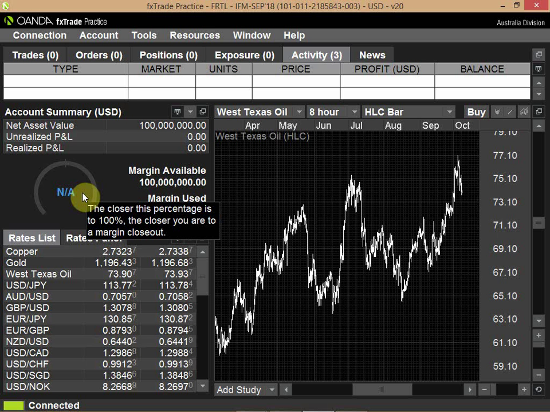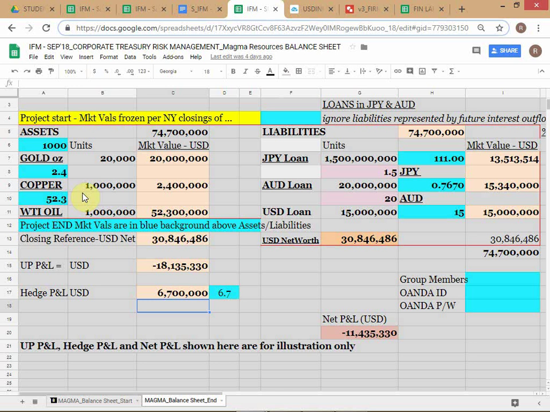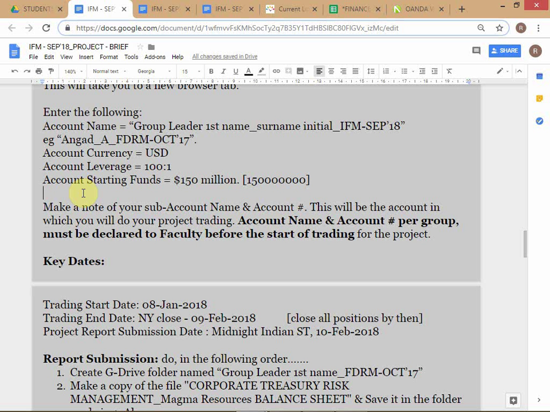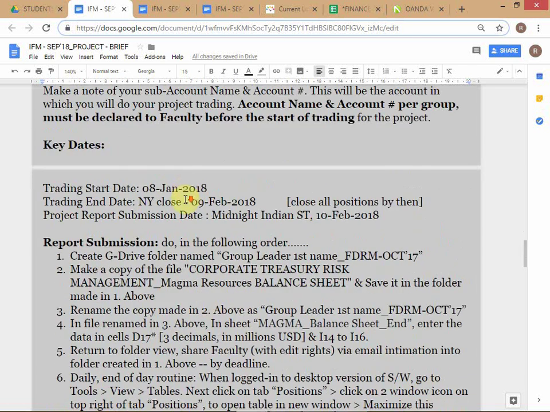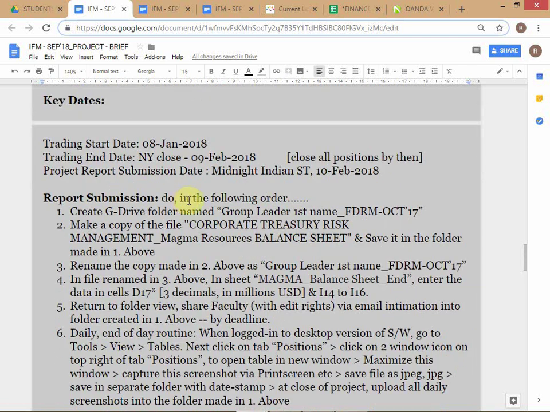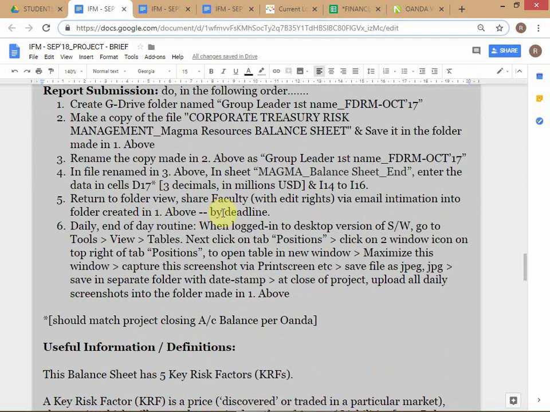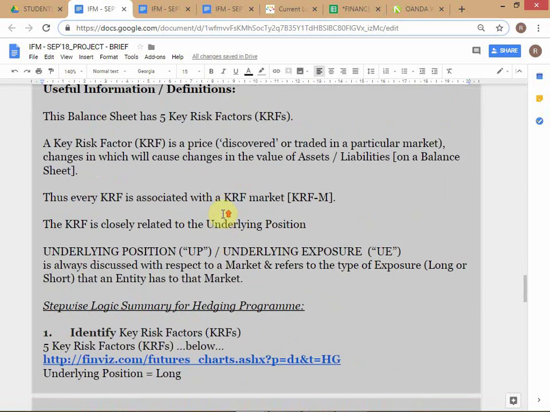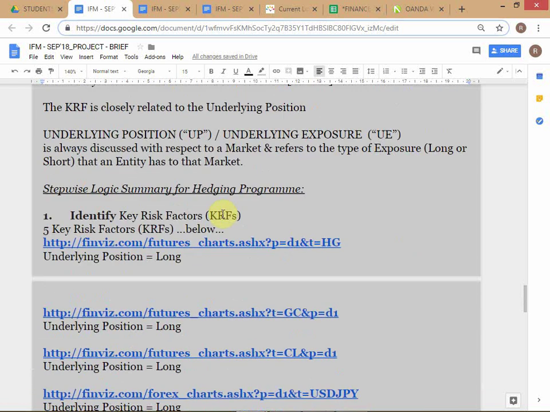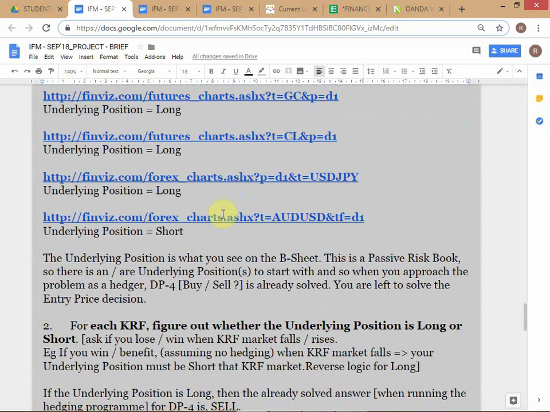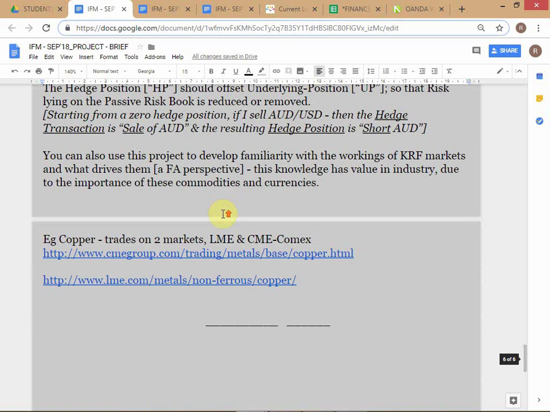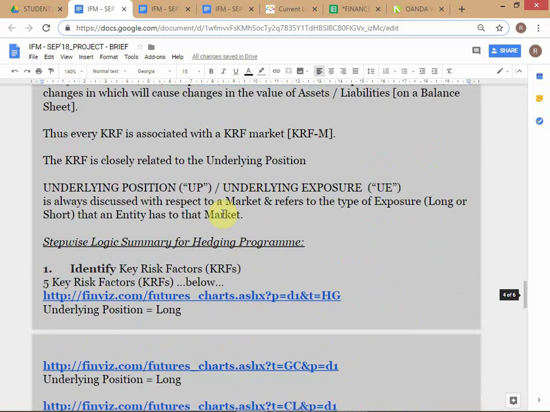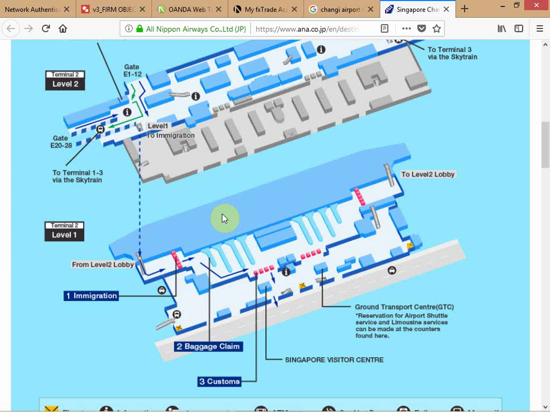Okay, so what does it say here? Anything more? Okay, so you have to declare the account name, and I will remind you once again, you read all this. So this stuff will change. Okay, this will change. Report submission details. Okay, so I'll give you some charts and all that. All this has already been covered. So I'll give you the charts for all this.